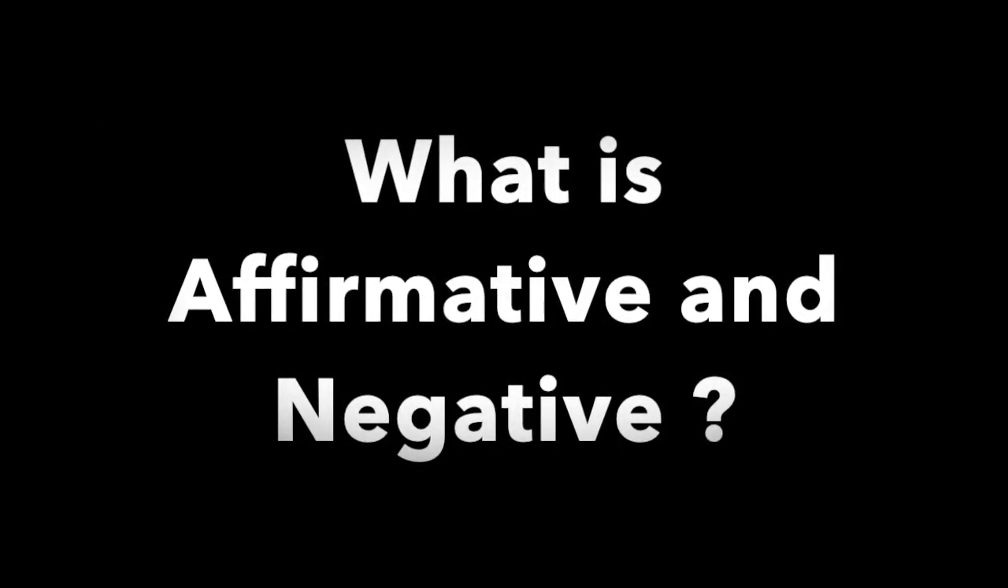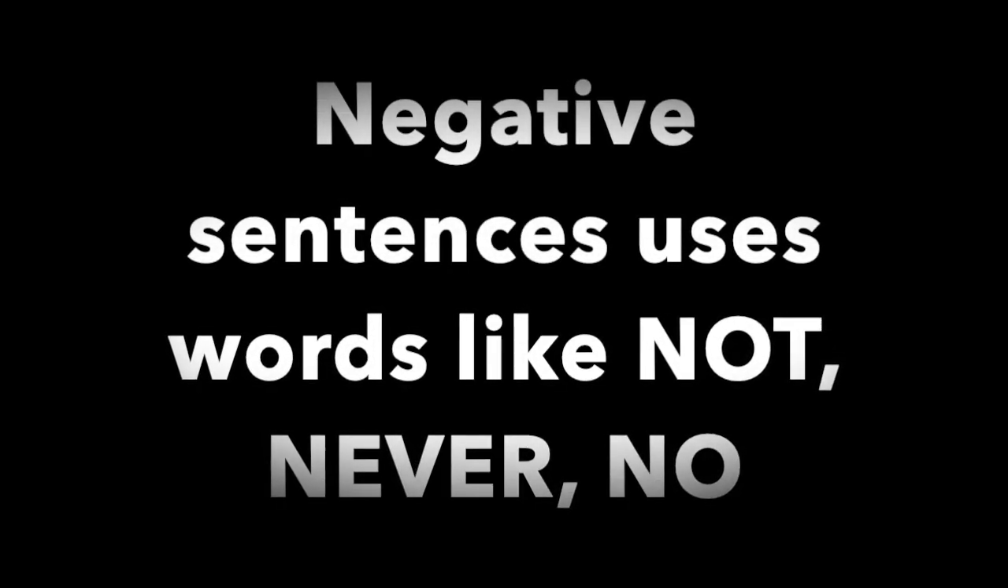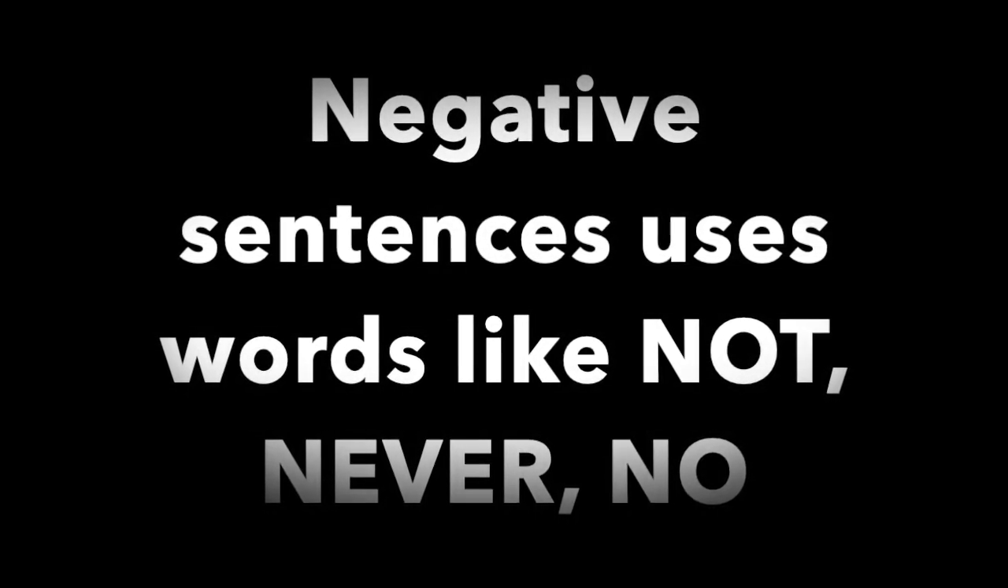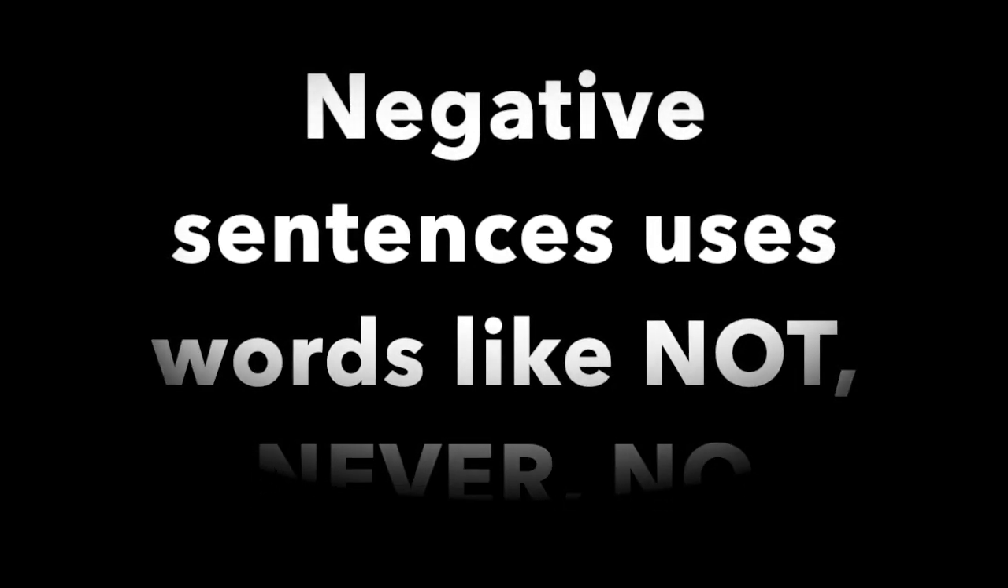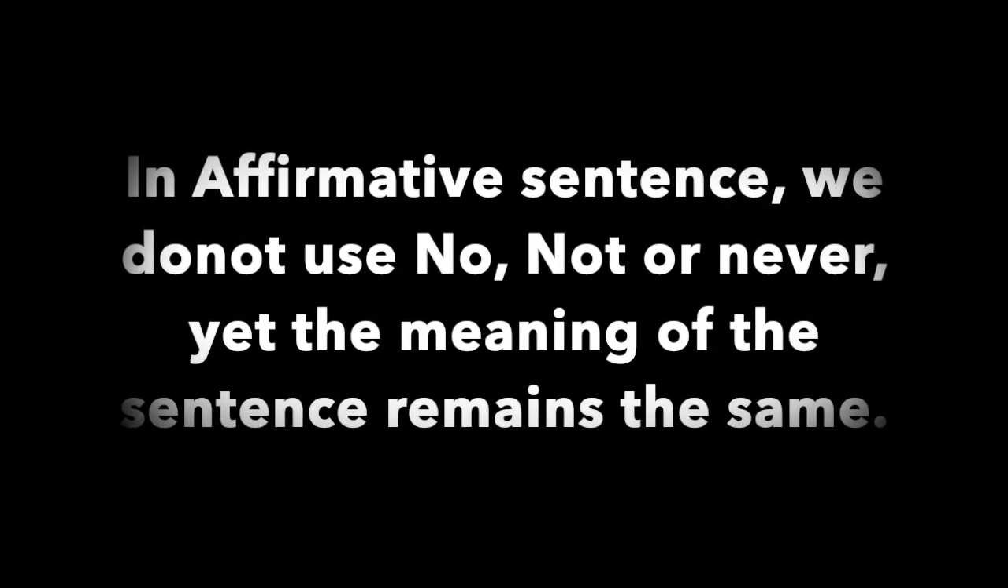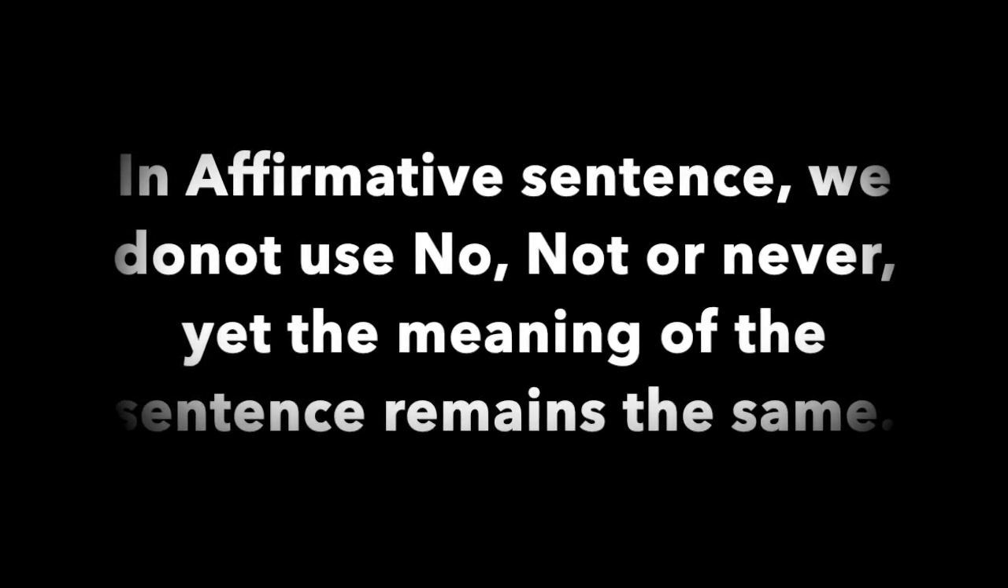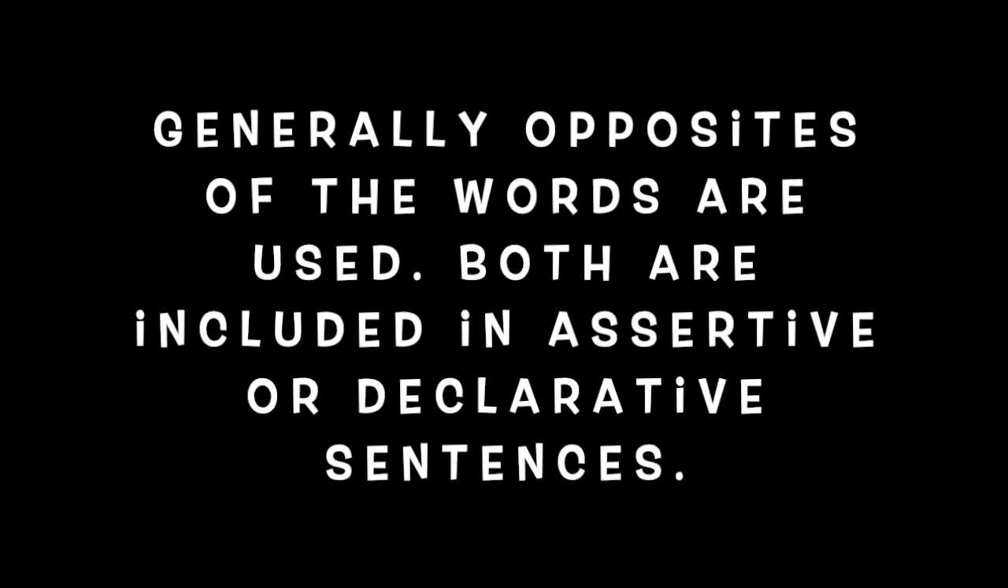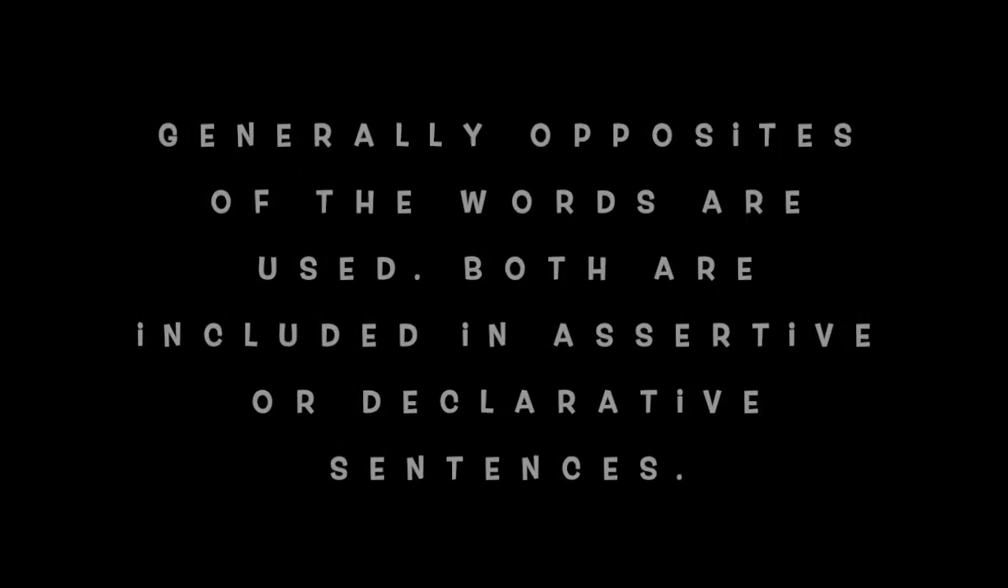Now, what do you mean by affirmative and negative? Negative sentences are those sentences where we use not, never or no. Whereas in the affirmative sentences, we do not use the negative words of no, not, never. Yet, we are not changing the meaning of the sentence. We generally use the opposite of the words, one or two words. Now, both are included in assertive or declarative sentences.